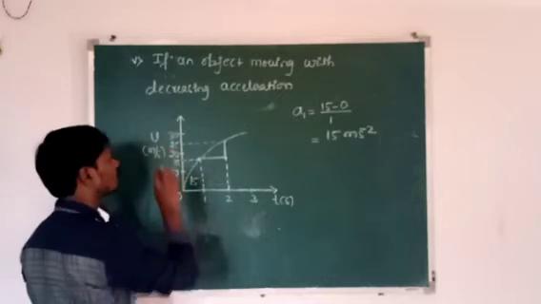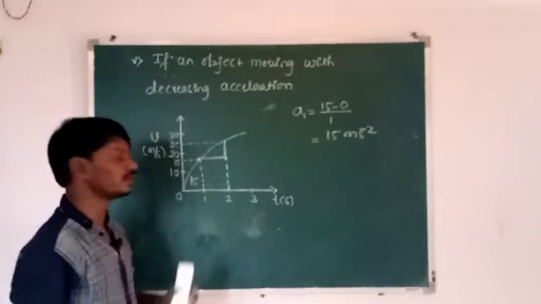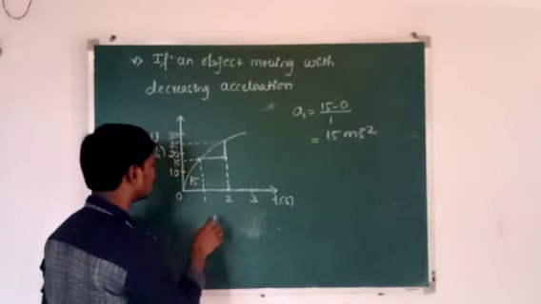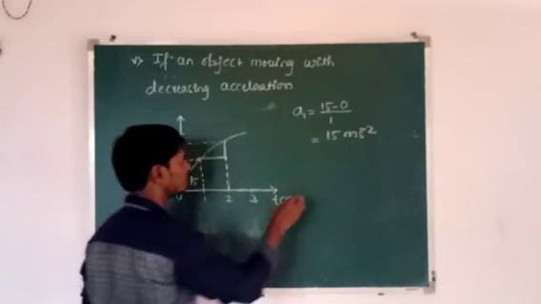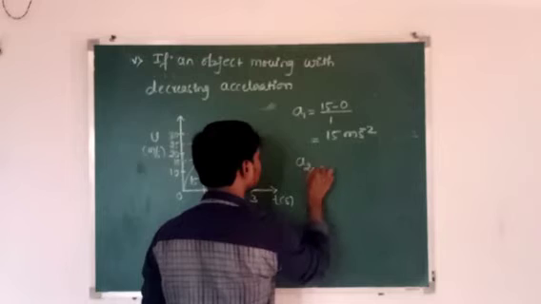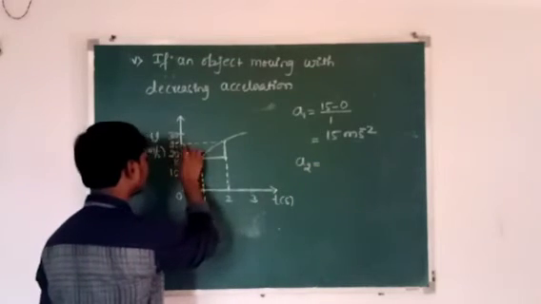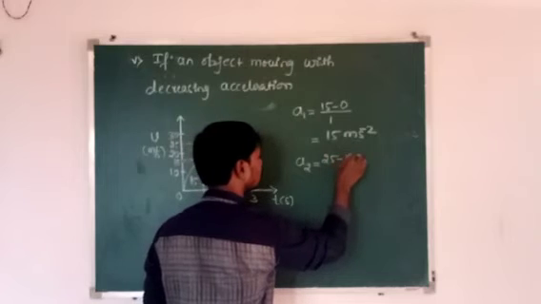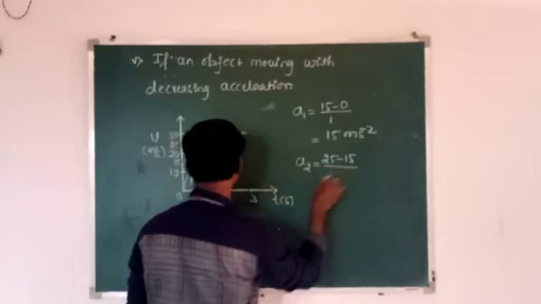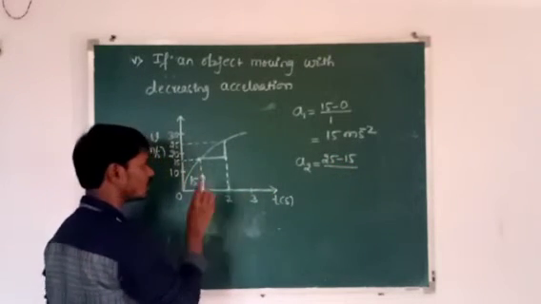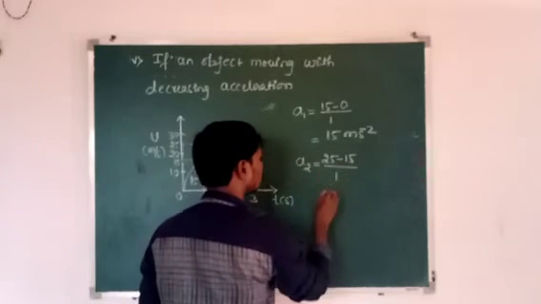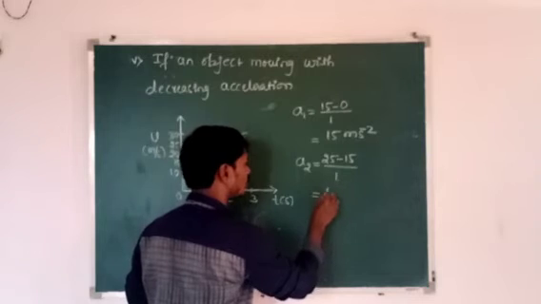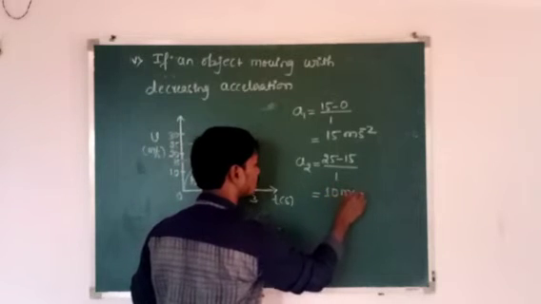Velocity changed from where to where? 15 was the velocity, what did it become? It became 25, in the time interval from 1 to 2. Then a2 is equal to 25 minus 15. 25 minus 15. Then the time interval, that is 2 minus 1, that is 1. Then 25 minus 15, that is 10. 10 meter per second square.